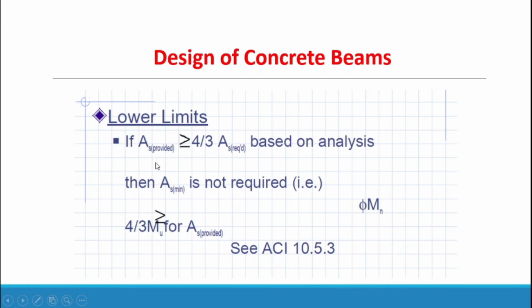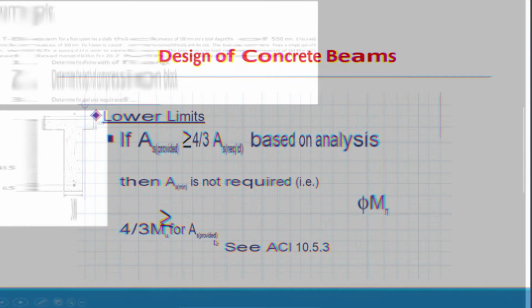If AS provided is greater than or equal to 4/3 of A sub S required based on analysis, then A sub S minimum is not required. Or phi M sub n is greater than 4/3 of Mu for the AS which is provided.